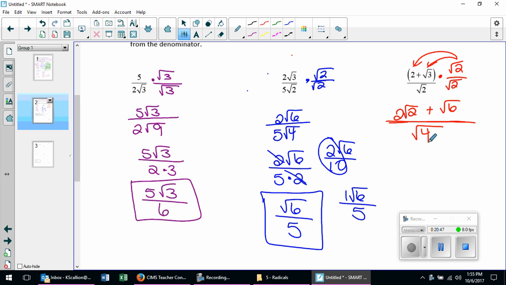There's no factors of 6 that are a perfect square, so I can't combine those two radicals because they're not like radicals. So I've got 2 root 2 plus root 6 over 2. Now, and for C, some crazy crossing out.